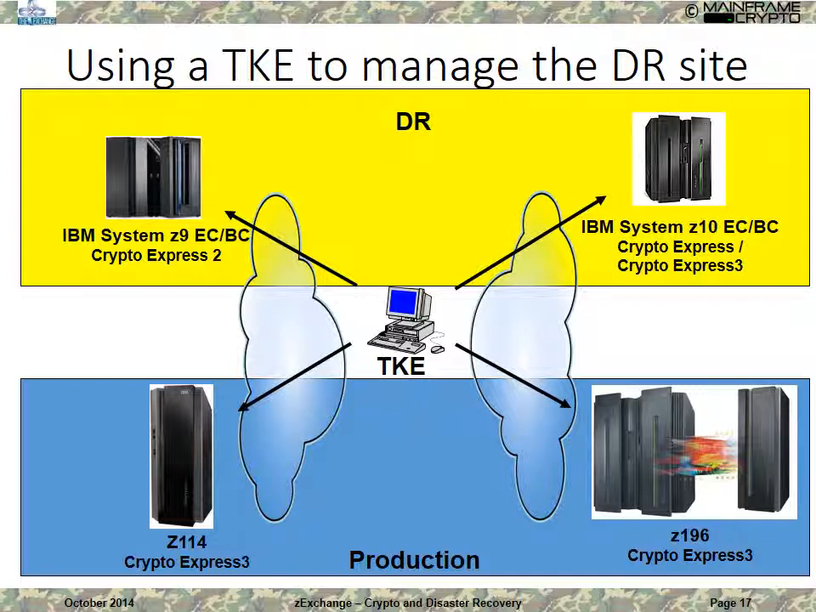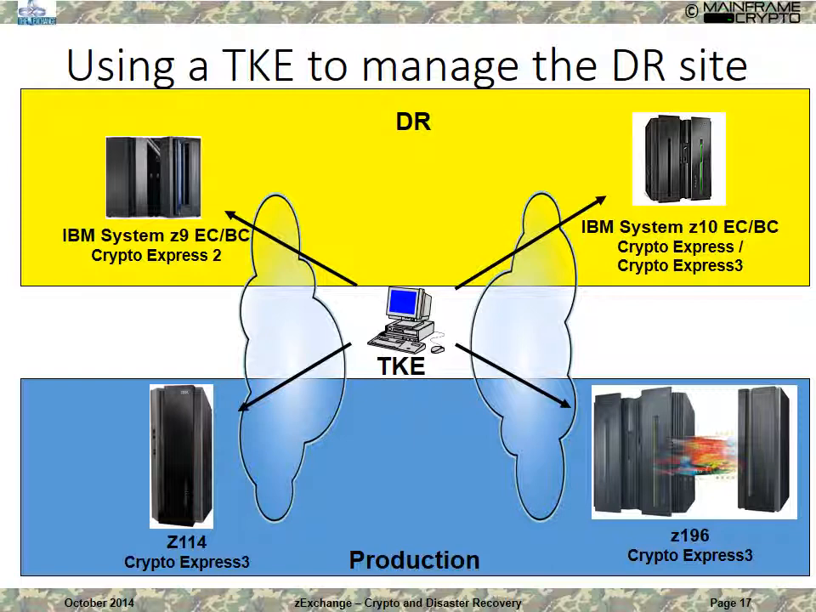So let's talk about the TKE a little bit, because that does provide some capabilities in terms of being able to manage your DR site and make the process of getting the crypto configuration at the DR site set up. The first thing to realize is that the TKE level or version is associated with specific levels of KEK hardware. That is, TKE version 7.2 or version 7.3 can support the latest crypto hardware. It can support Crypto Express 2s, Crypto Express 3s, and Crypto Express 4Ss.